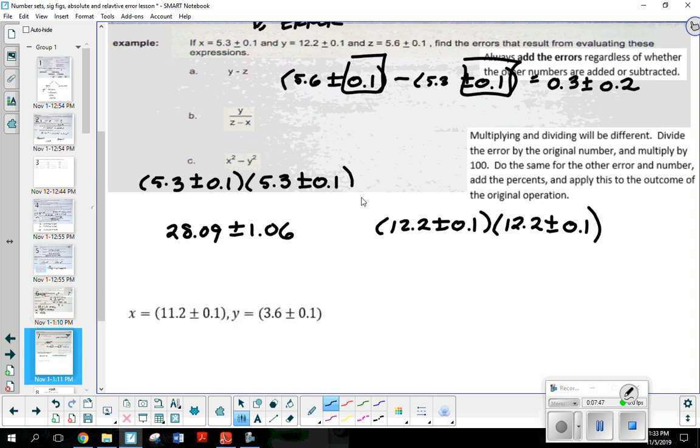Okay, so think about what we did on the previous one. We apply the operation directly to the exact values. Then for each number, we find the relative error. We take the absolute error and we divide it by the exact value.